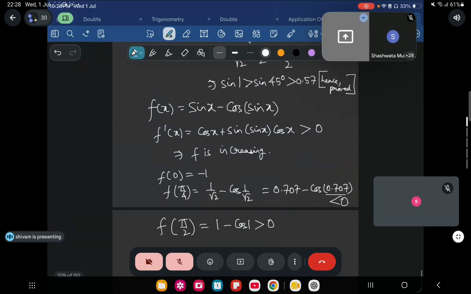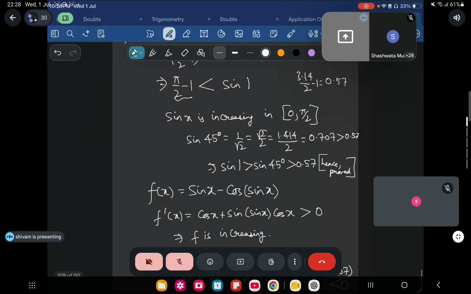Okay, then Rishabh, let me think. Otherwise, see, this proof I've already given. Let me think, I'll think of some other value.